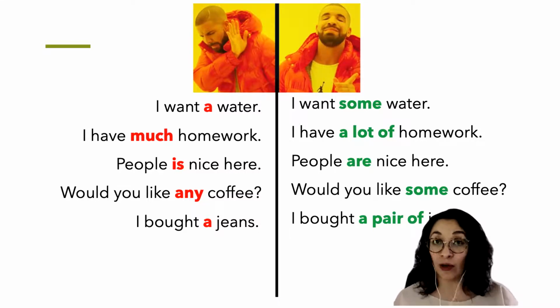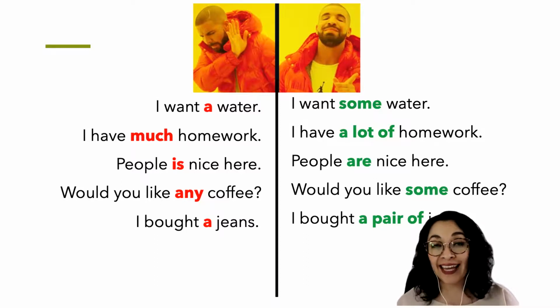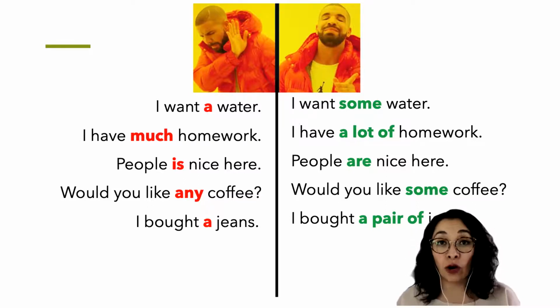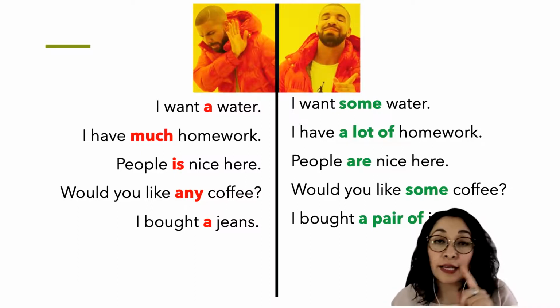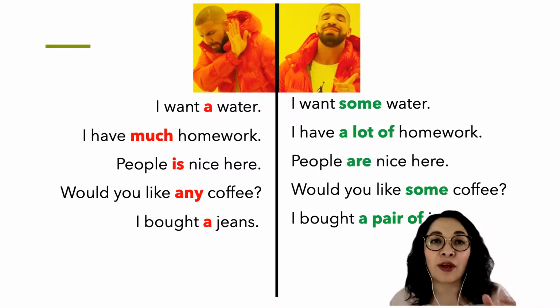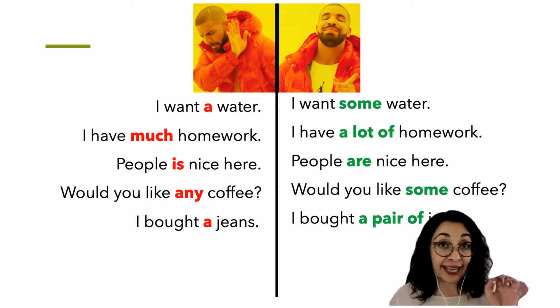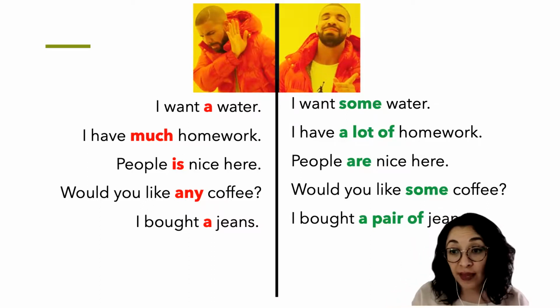When we ask a question like this with would you like, it's not a real question. It's an offer. I want to give you some coffee. So a question like that, an offer, is not with any. You will use some. Would you like any coffee? That's wrong. Would you like some coffee? Because I am offering coffee.